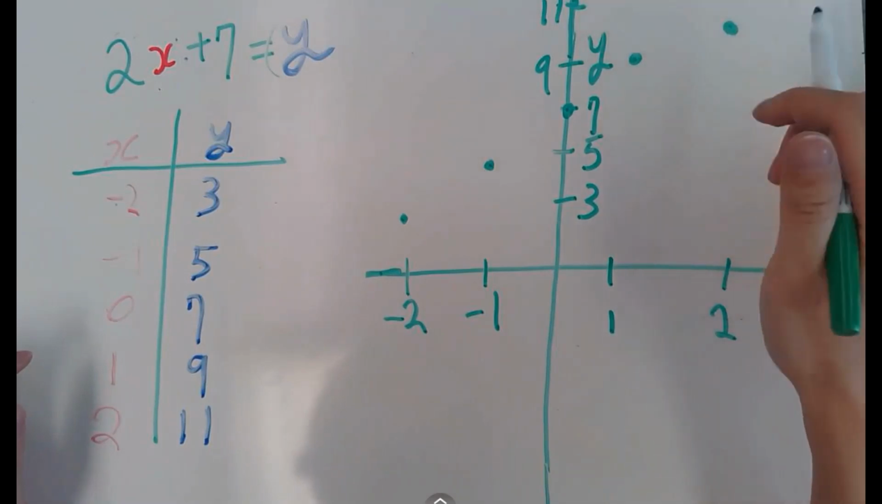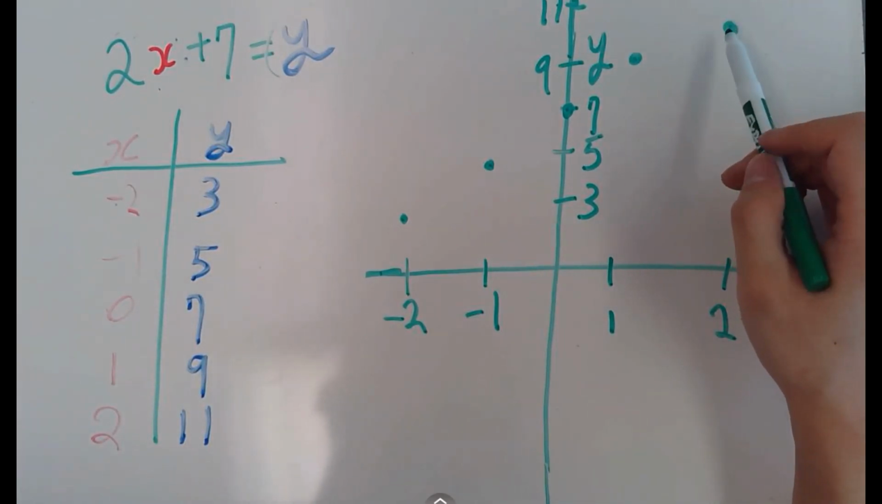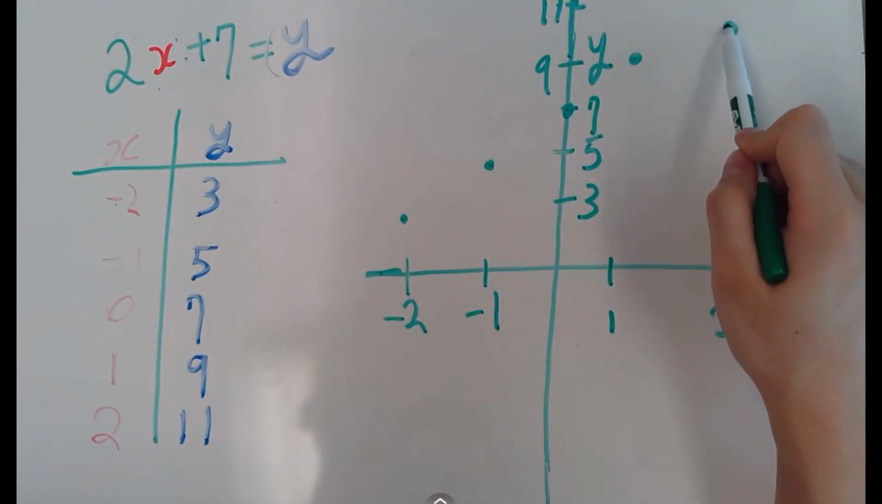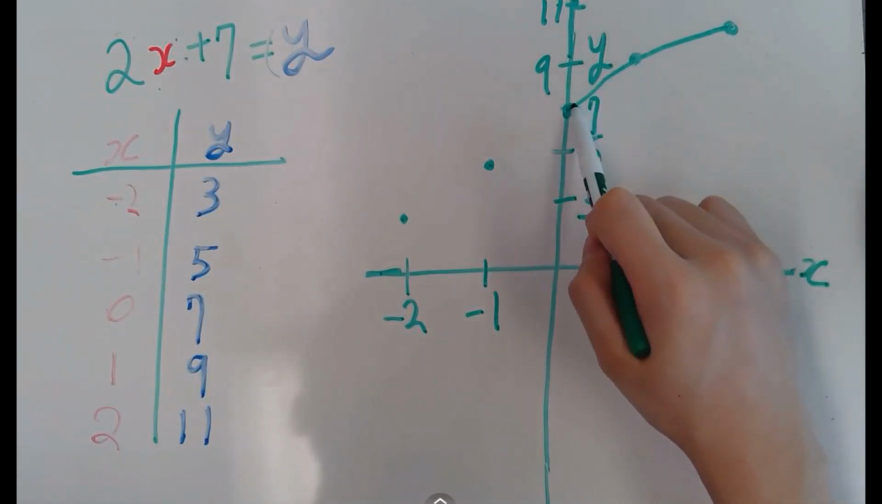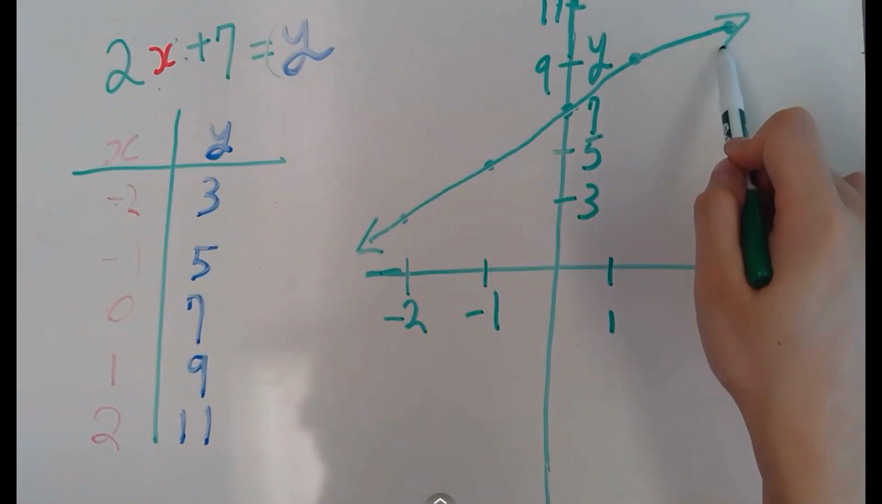What I have to do now is draw a line going through all the points, and then draw an arrow at both ends.